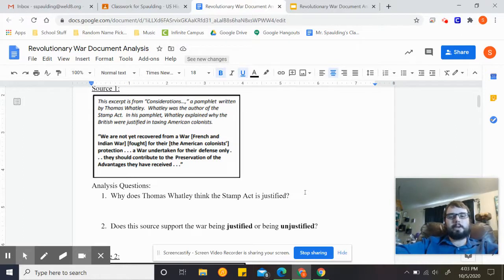He writes, that being Whately, "We are not yet," that is Britain, "we are not yet recovered from a war," the French and Indian War, "fought for their, the American colonists', protection, a war undertaken for their defense only. They should contribute to the preservation of the advantages they have received."